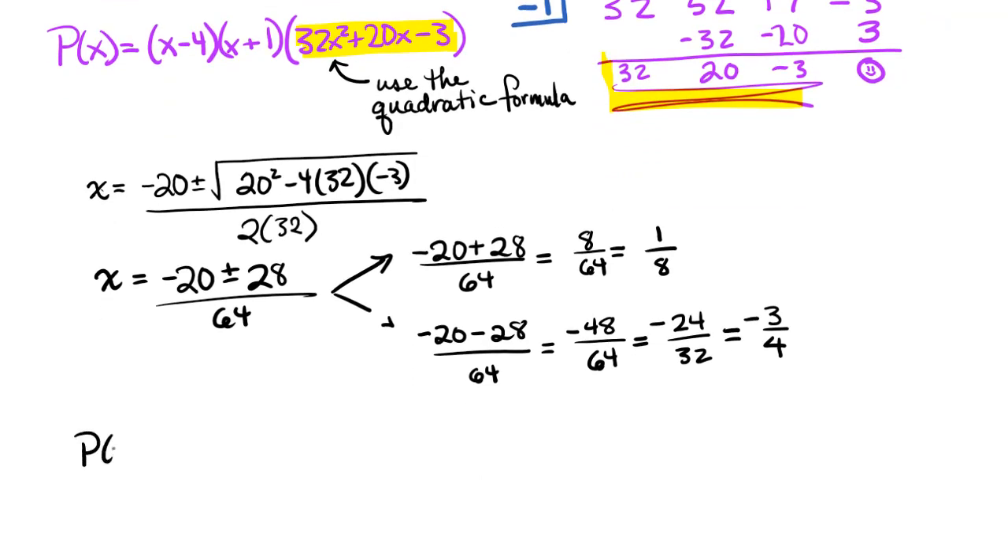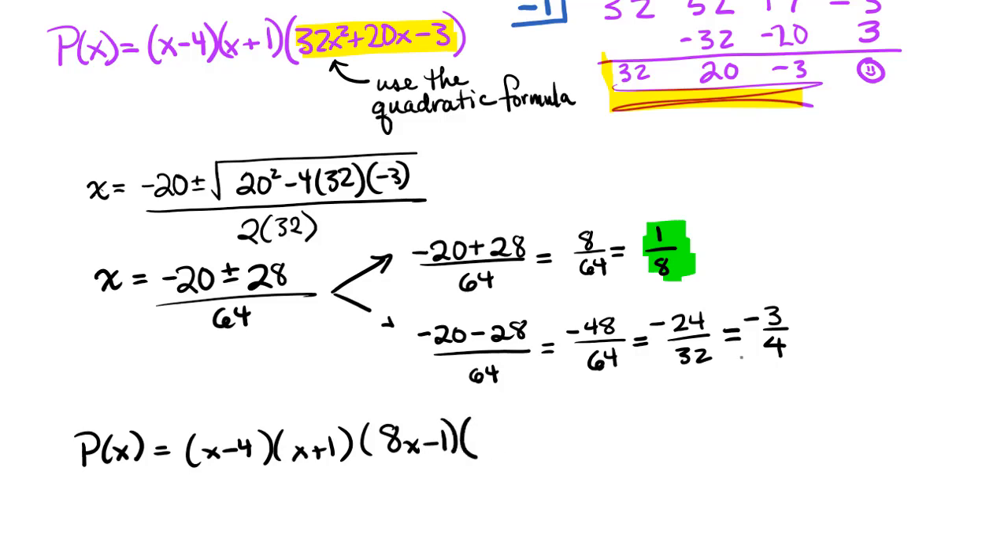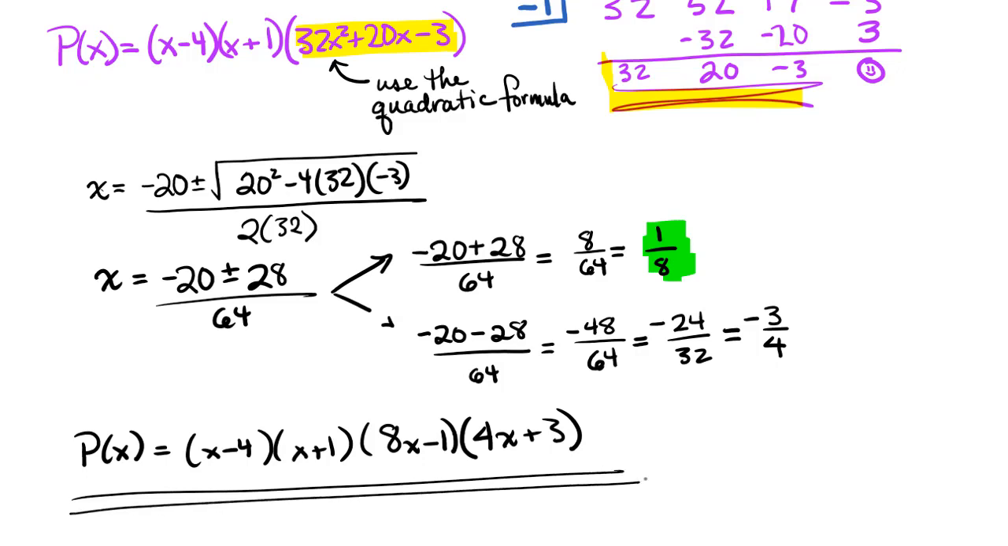So our final polynomial factors could be written in the following way. P of x is equal to x minus 4 times x plus 1 times, notice the 1/8 would be equivalent to 8x minus 1, and the last would be 4x plus 3. These are the factors of the polynomial p of x.